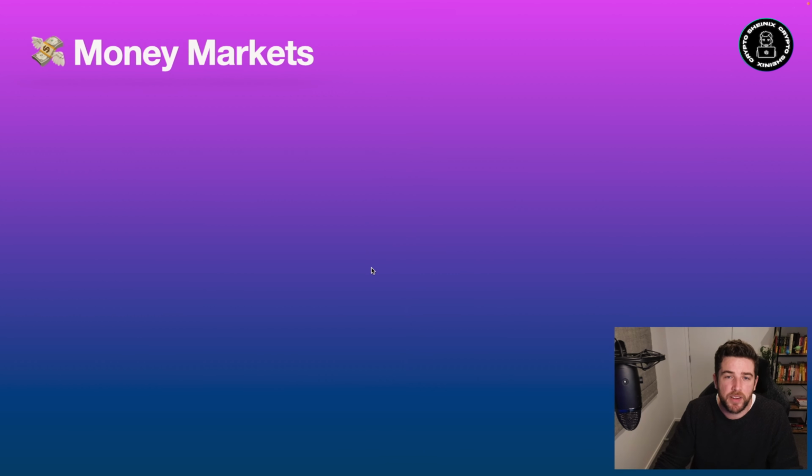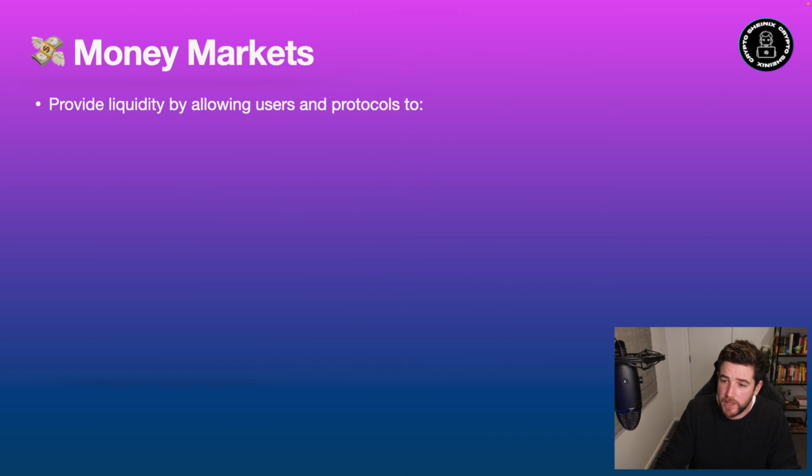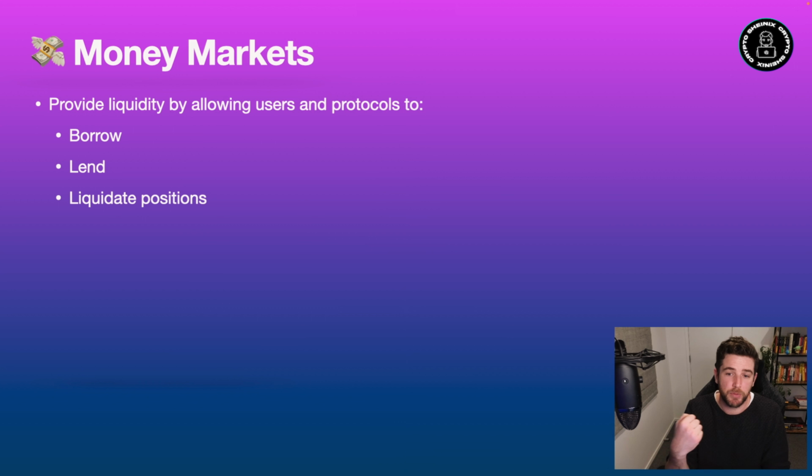Let's move to another DeFi primitive, which is the money markets. Basically what they do is they provide liquidity by allowing users and protocols to borrow, lend, and one other thing that not many people talk about, but liquidate positions. So a third party can come to these protocols and pay out the debt of a position that is about to be liquidated and get the collateral, right? I'm going to explain later what this is about, the collateral and the borrow.